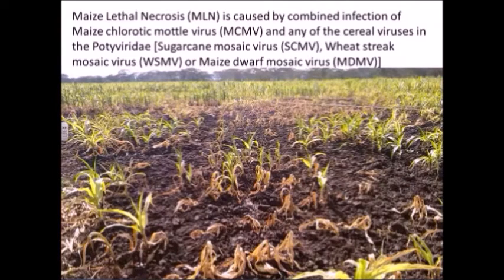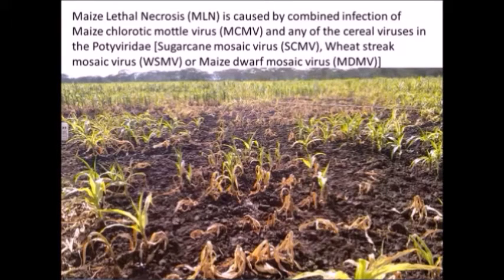Maize lethal necrosis, MLN, is a disease that's caused by combined infection of maize chlorotic mottle virus and any of a number of cereal viruses in the potyvirus family. So sugarcane mosaic virus, wheat streak mosaic virus, or maize dwarf mosaic virus. This is a disease that has been spreading throughout sub-Saharan Africa and can be devastating.